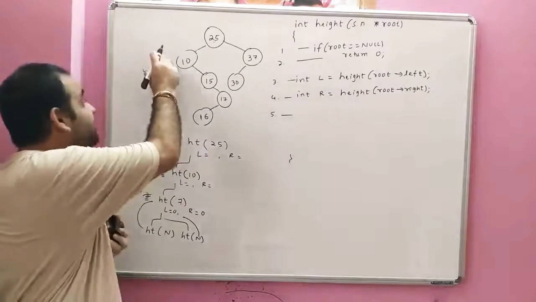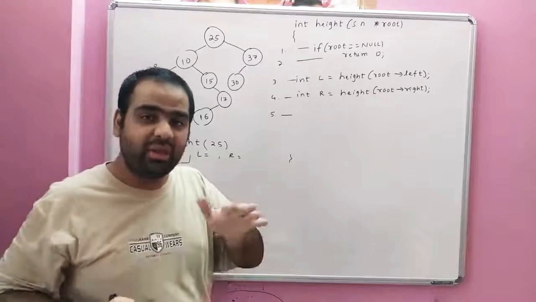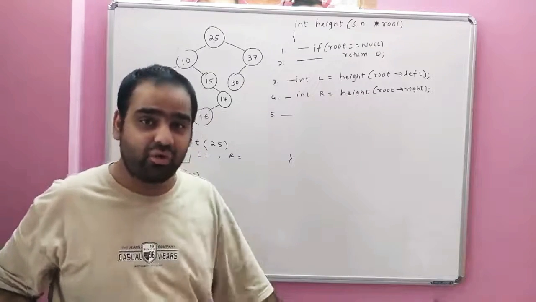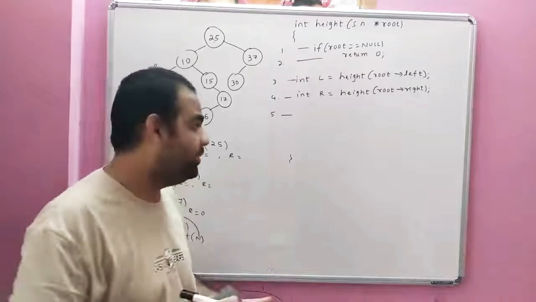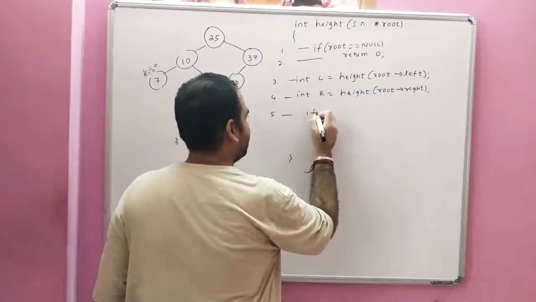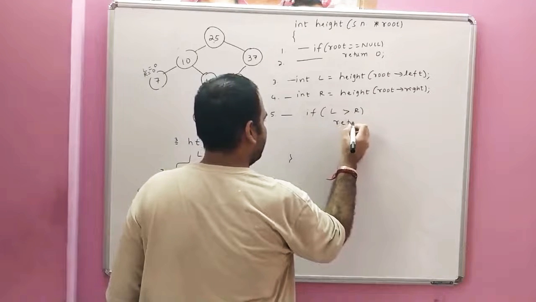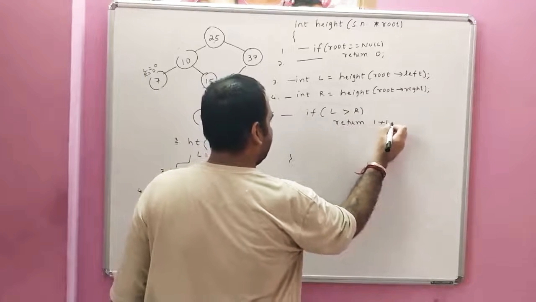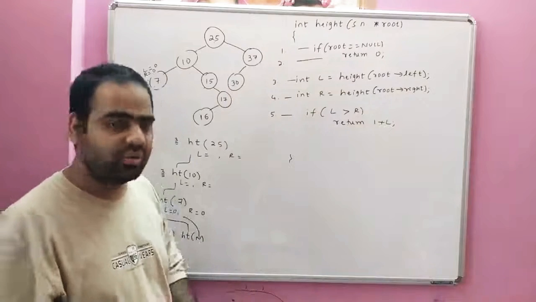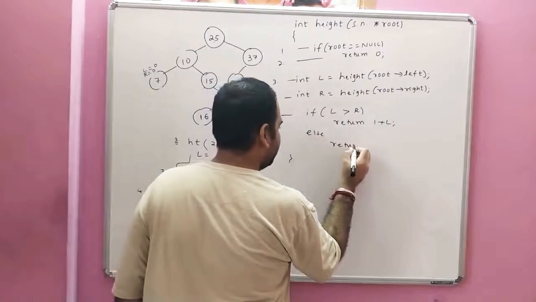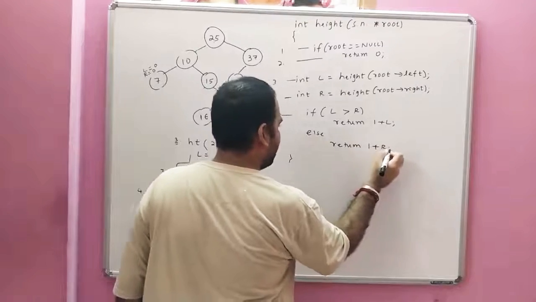You have to see which one is maximum, because the maximum depth or the maximum number of nodes might be on LHS or might be on RHS. That was what I wrote. If L is greater than R, then we say return 1 plus L. Why 1 plus? Because you have to count that node itself. Else, what do we write over here? Return 1 plus R if R is greater.